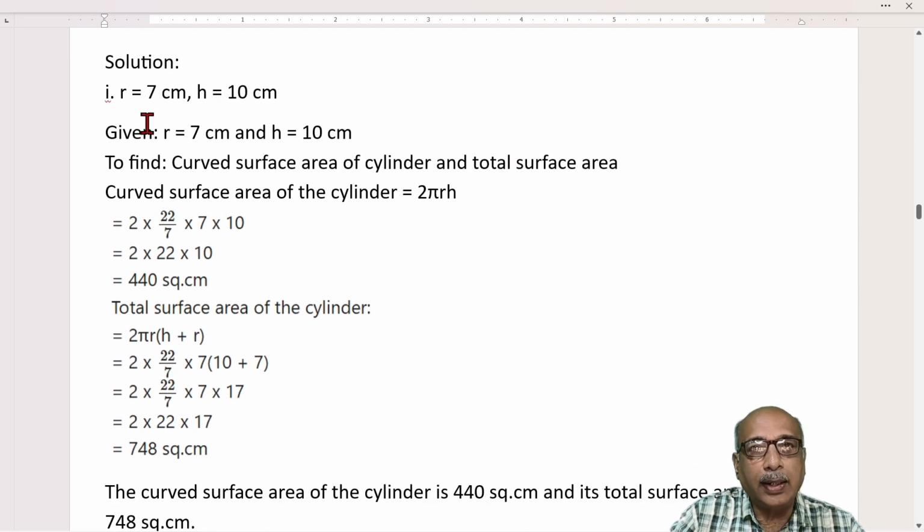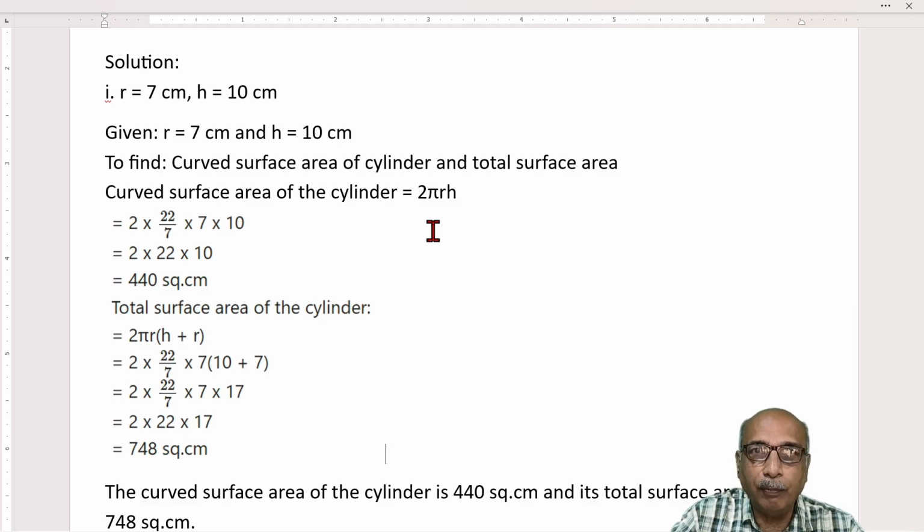First one, r equals 7 centimeter, that is the radius, and height h equals 10 centimeter. Given r equals 7 centimeter and h equals 10 centimeter, find the curved surface area of the cylinder and the total surface area. Curved surface area of the cylinder equals 2 pi r h. Now, the value of pi in this problem, you can take 22 by 7 or 3.14, whatever is convenient for you.